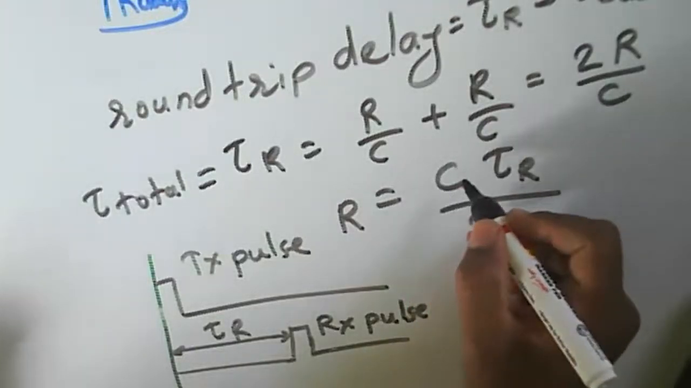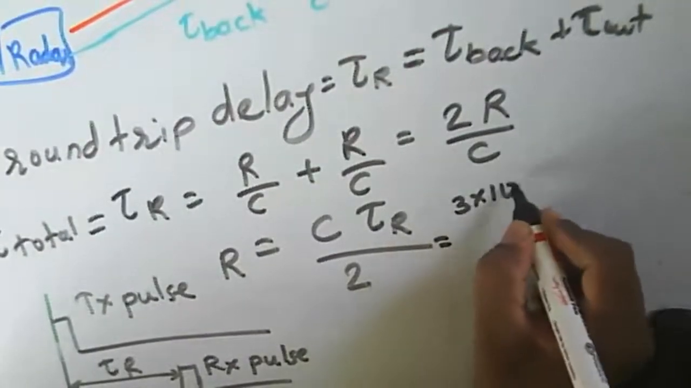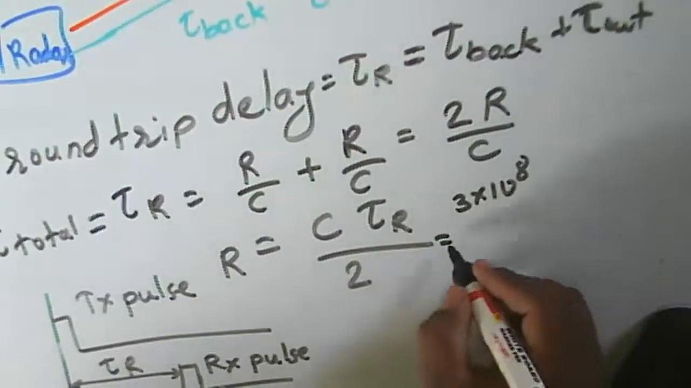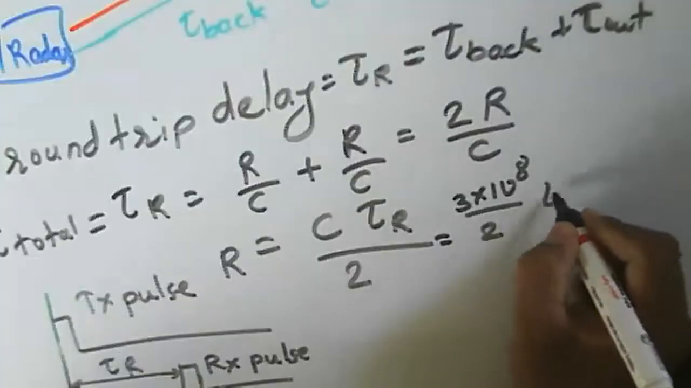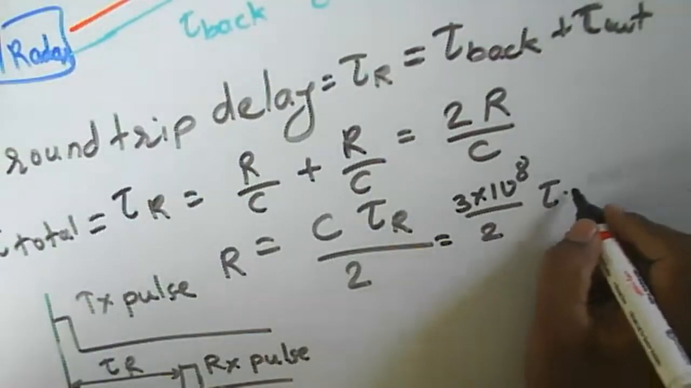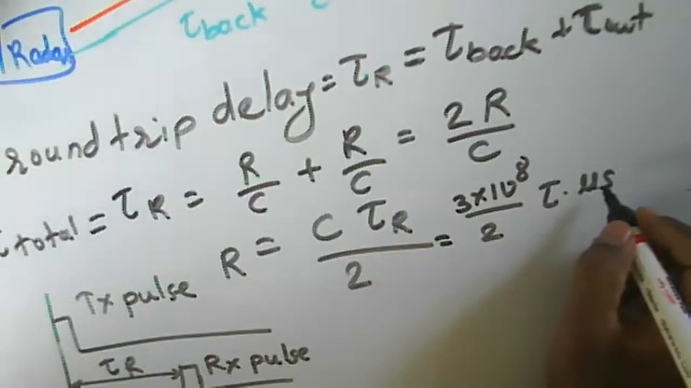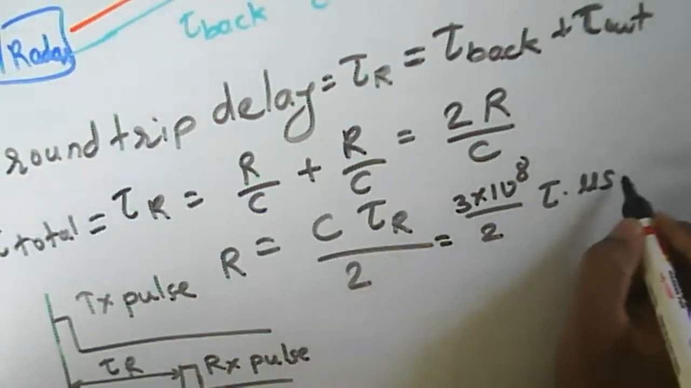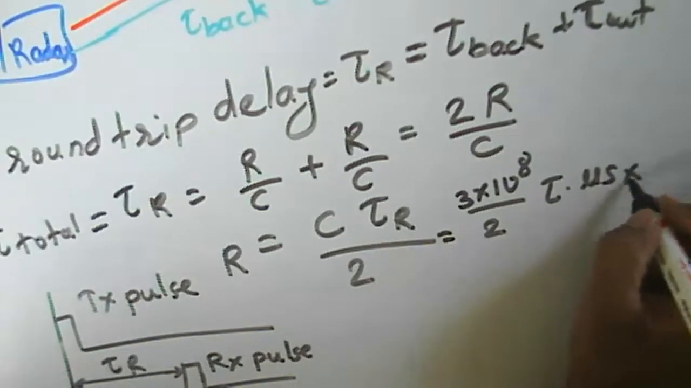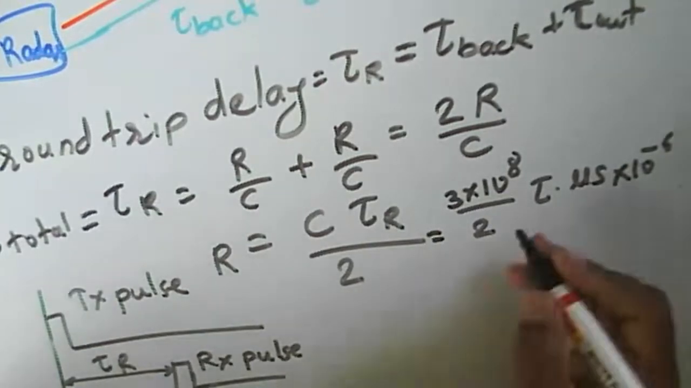So suppose we consider that c is about 3 into 10 power 8. Now c is equal to 3 into 10 power 8 divided by 2. And tau we are supposed to consider in terms of a microsecond here. In that case, tau is nothing but a microsecond, that is, if we write it in terms of a proper unit, 10 to the power minus 6.